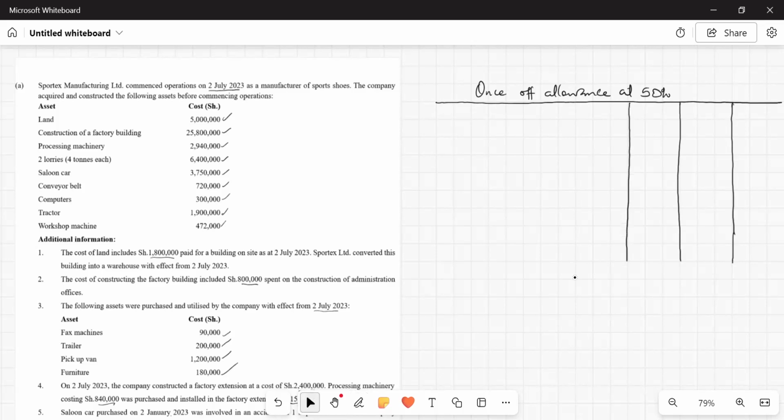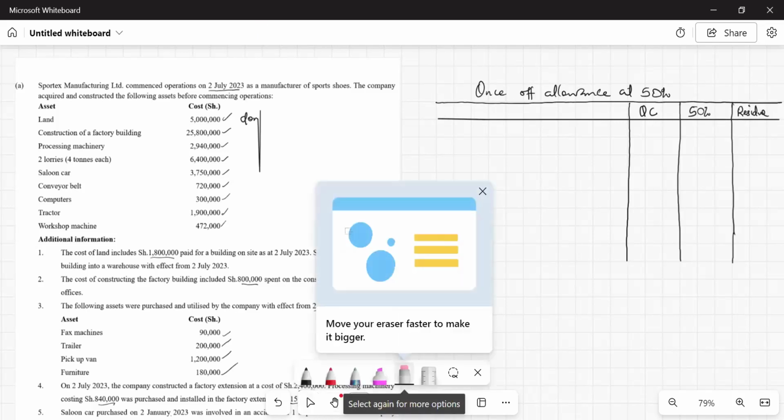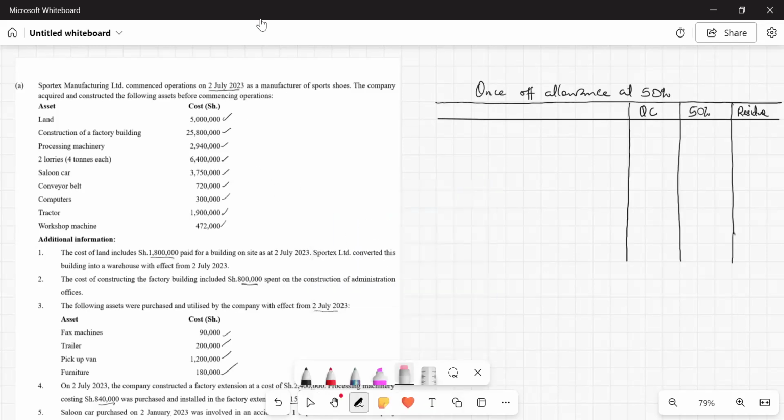And here we have qualifying costs. Then we have investment allowance at 50%, and we have the residue. Right. So we look at the assets that will qualify for it. Beginning from above here, land does not qualify for any allowance. When you talk about investment allowances, land is one asset that doesn't qualify for any of the allowances.